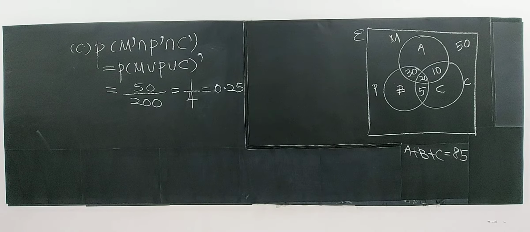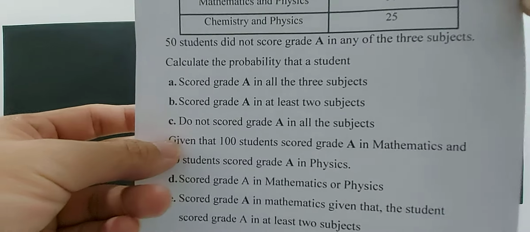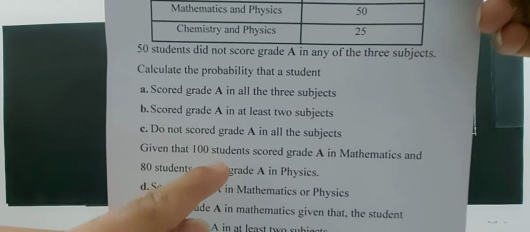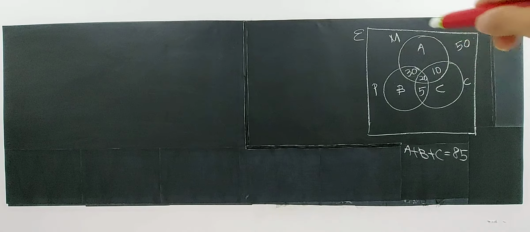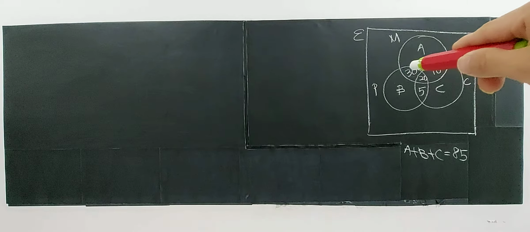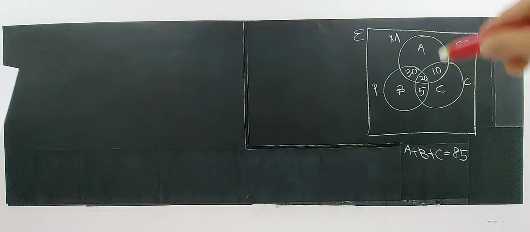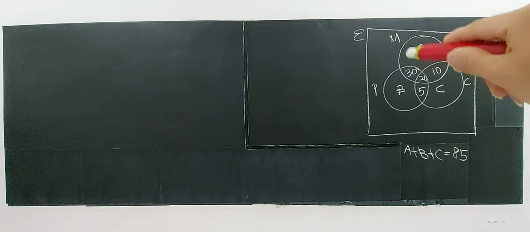In this question, I covered all the concepts using the Venn diagram. Alright, let's look at the question. Later on, the question will give additional information, given that 100 students score grade A in mathematics. When they say 100 students score grade A in mathematics, it means the total here, 10 plus 20 plus 30, plus A, must make up 100 students. So what is the value of A?